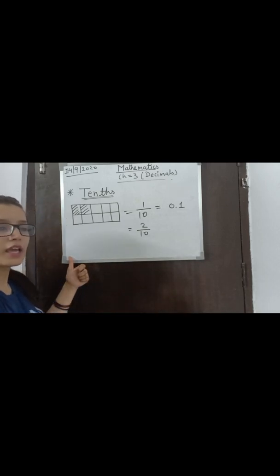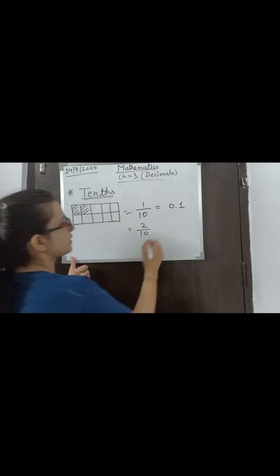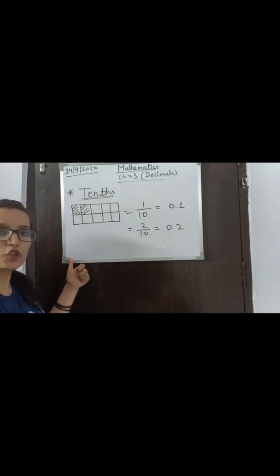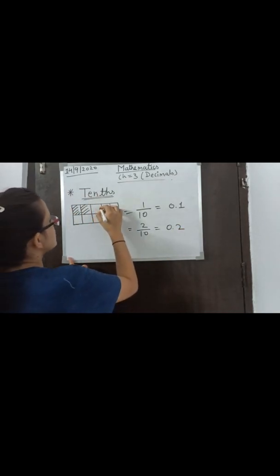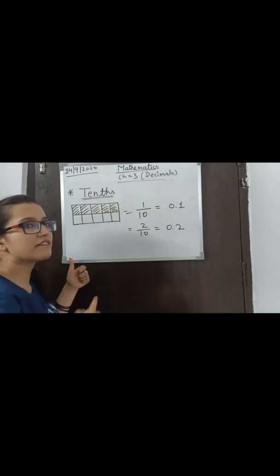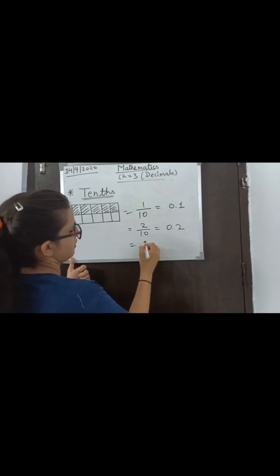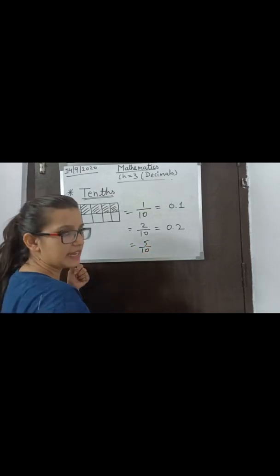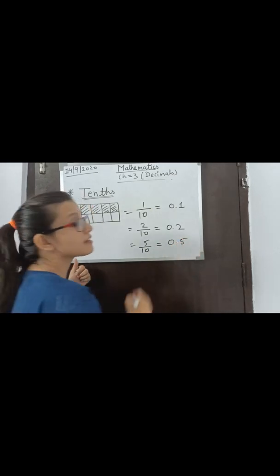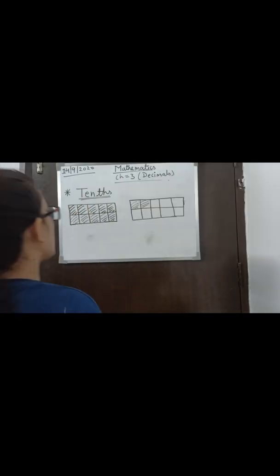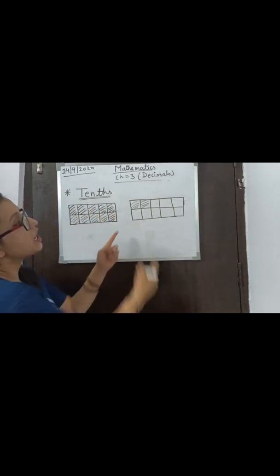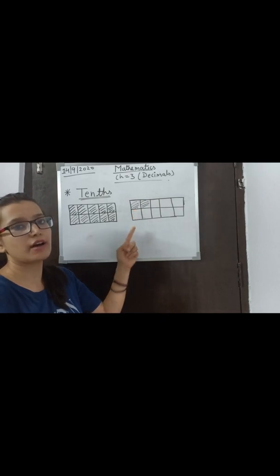Now, if I shade two parts, what is the fraction of this shaded part? This will be 2/10. And in decimal form, we can write here 0.2. Okay. If I shade 5 parts, what will be the fraction? It will be 5/10, and in decimal form we can write 0.5.